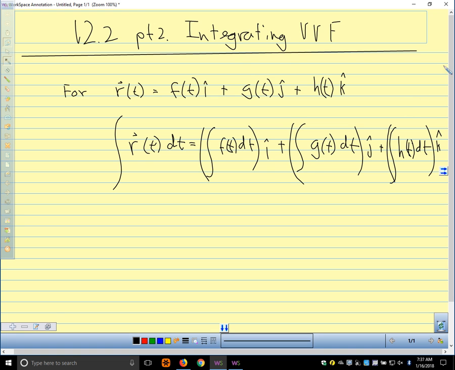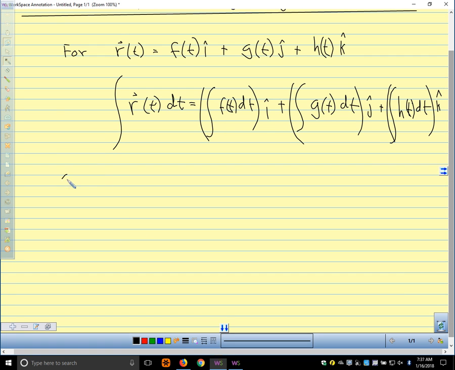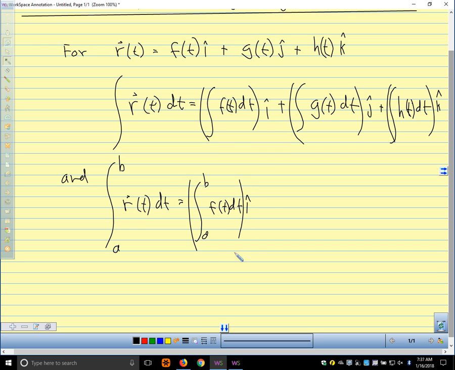And a definite integral, if we're integrating this on some interval where our functions behave nicely, we just do the definite integral of each component function. So basically, for these kinds of problems, we get to do 3 problems in one.